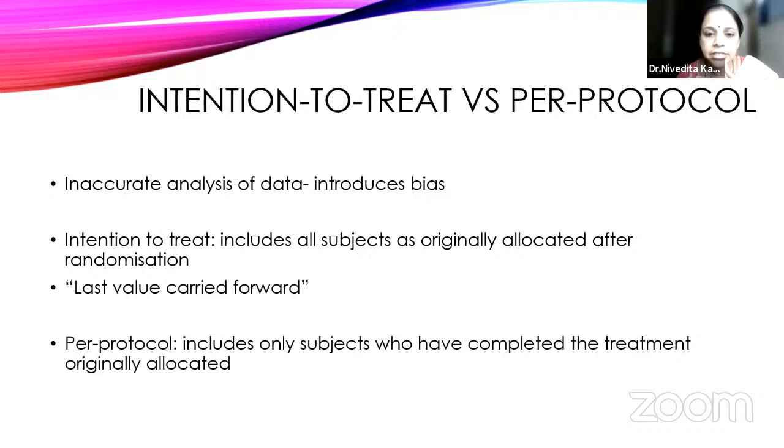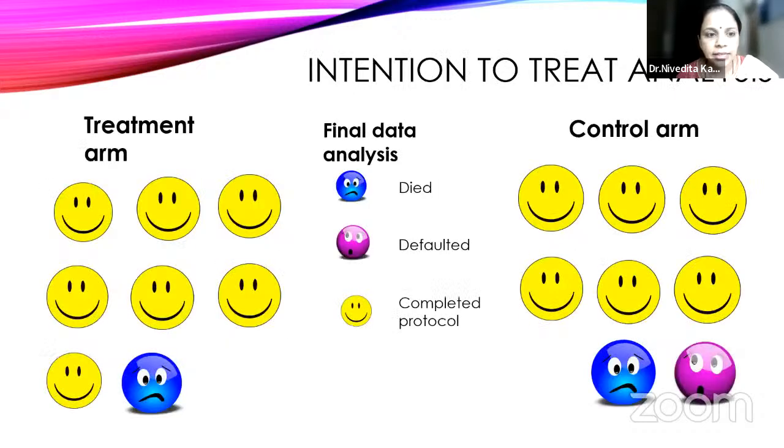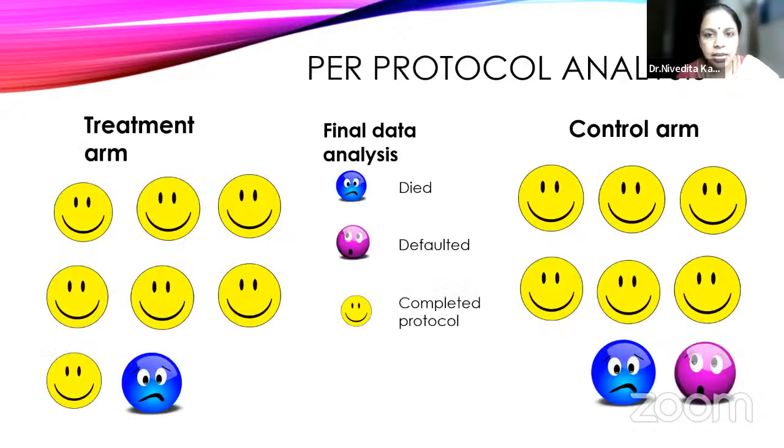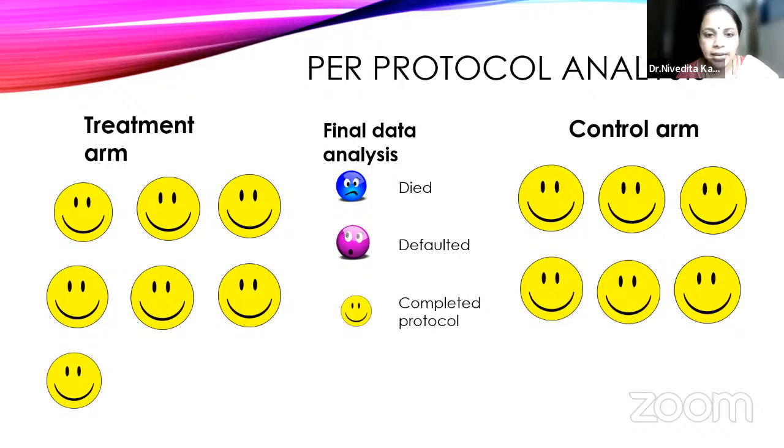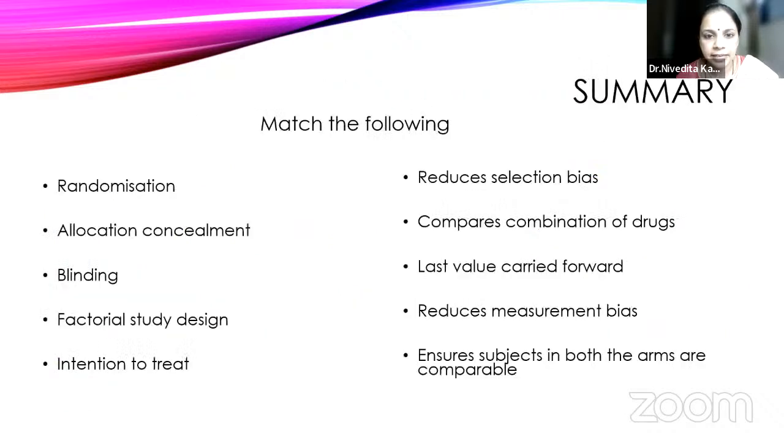For a superiority trial, like we discussed, an intention to treat is always a must. Suppose we do a trial where only those subjects who have completed the treatment as they were originally allocated are included. That is called a per protocol analysis. For a non-inferiority trial, both the intention to treat and the per protocol analysis should be performed. So this we have already discussed is the intention to treat, and this is the per protocol analysis, where only those who have completed the protocol are included in the final analysis.